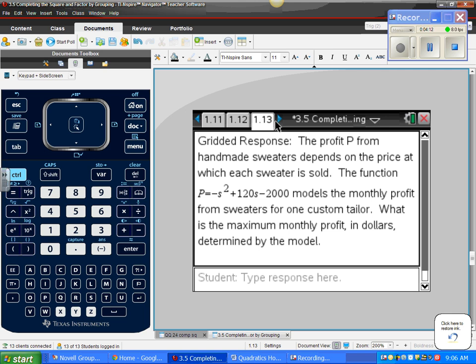Okay. So the profit P from handmade sweaters depends on the price at which each sweater is sold. The function P equals negative S squared plus 120S minus 2,000 models the monthly profit from sweaters from one custom tailor. What is the maximum monthly profit in dollars determined by the model? What do I want?